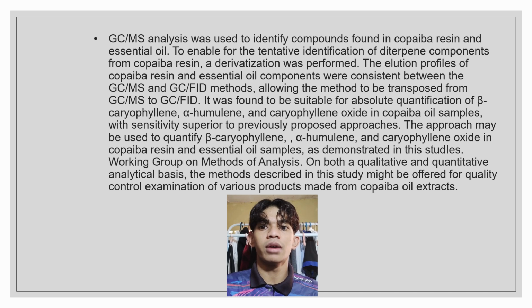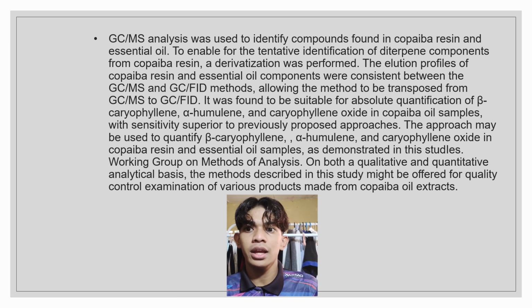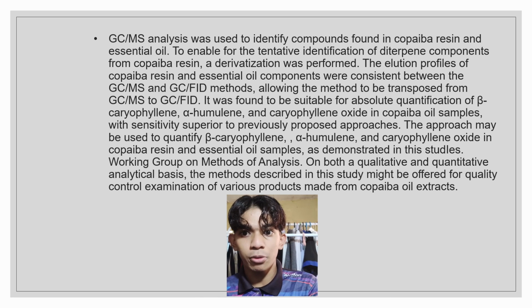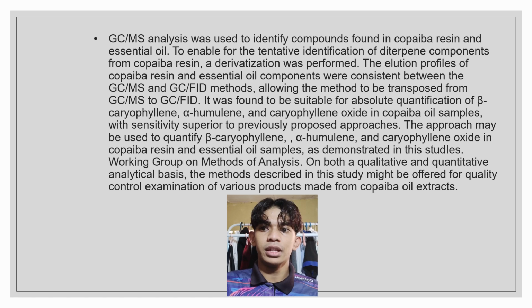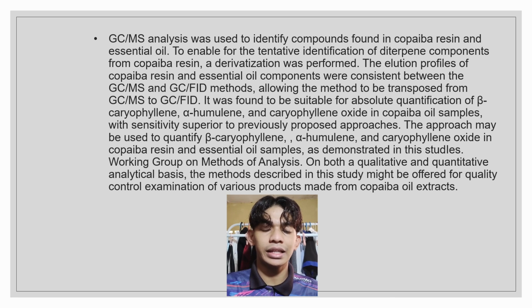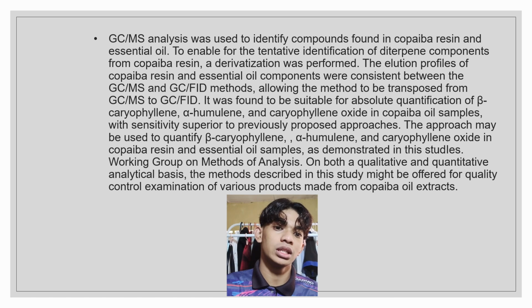It was found to be suitable for absolute quantification of beta-caryophyllene, alpha-humulene, and caryophyllene oxide in Copaiba oil samples, with sensitivity superior to previously proposed approaches. The approach may be used to quantify beta-caryophyllene, alpha-humulene, and caryophyllene oxide in Copaiba resin and essential oil samples as demonstrated in these studies, on both a qualitative and quantitative analytical basis. The methods described in this study might be offered for quality control examination of products made from Copaiba oil extracts. Thank you.